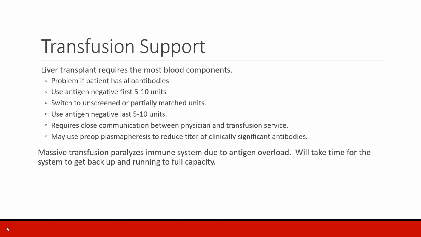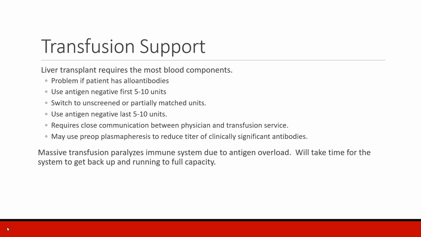Transfusion support. Liver transplants require the most blood components. The problem is if the patient has alloantibodies, and I've talked about this before. So we know they're going to massively bleed. So if they have an alloantibody, we'll use antigen negative for about maybe the first 5 to 10 units because we don't want to cause an acute hemolytic transfusion reaction. So once we've given those units, you switch to unscreened or partially matched units.